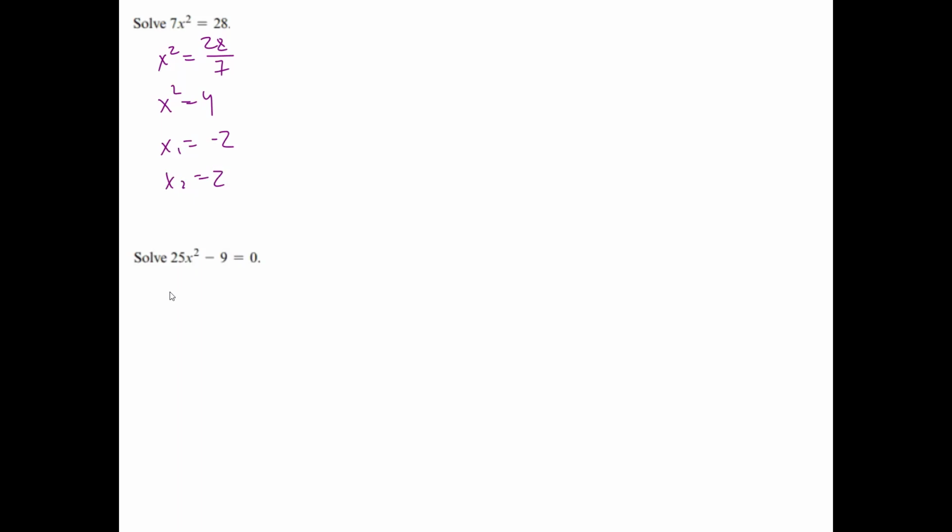So 25x squared equals 9. That's the first step. Now the second step is this. So x1 is minus 3 over 5, x2 is 3 over 5.